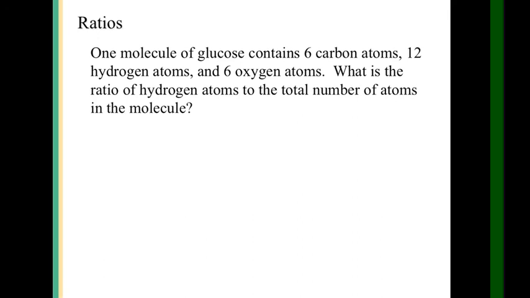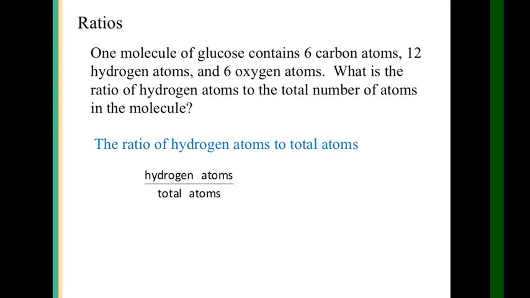One molecule of glucose contains 6 carbon atoms, 12 hydrogen atoms, and 6 oxygen atoms. What is the ratio of hydrogen atoms to the total number of atoms in the molecule? So, ano ba yung hydrogen atom dito? So, the 12 na nakikita natin sa problem. Ngayon, ang total number of atoms in the molecule are 6, 12, and 6. The answer is 24. So, therefore, the ratio of the hydrogen atoms to the total atoms is hydrogen atoms over total atoms, which is equal to 12 over 24. And then divide the two, you will get 1/2, or just simply 0.5 in the decimal form.